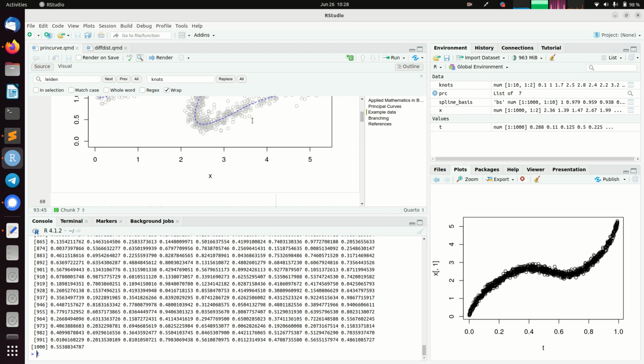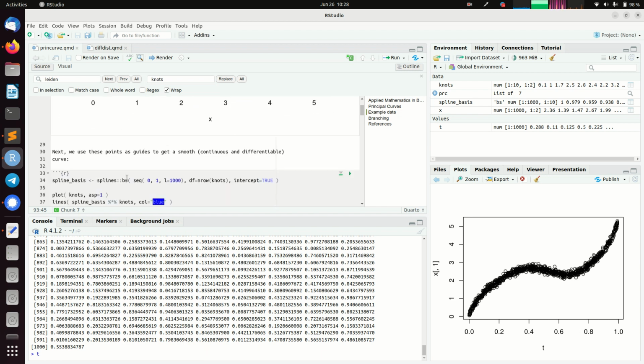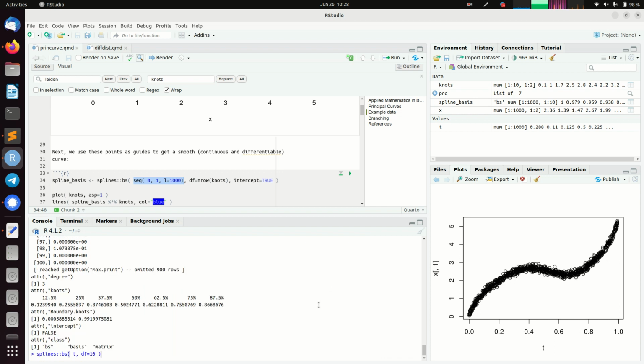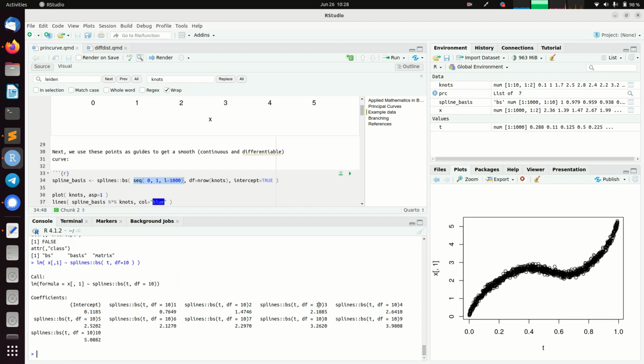And I do this by simply saying B-splines, and now I take, instead of here a uniform sequence from 0 to 1, I take my actual t values, and now I say df is 10, and I get here this kind of thing, which is a matrix, and now I can simply say lm. And what it has now done is, or let's say intercept is true, and it looks the same as before, and tell R that I don't want an extra intercept.